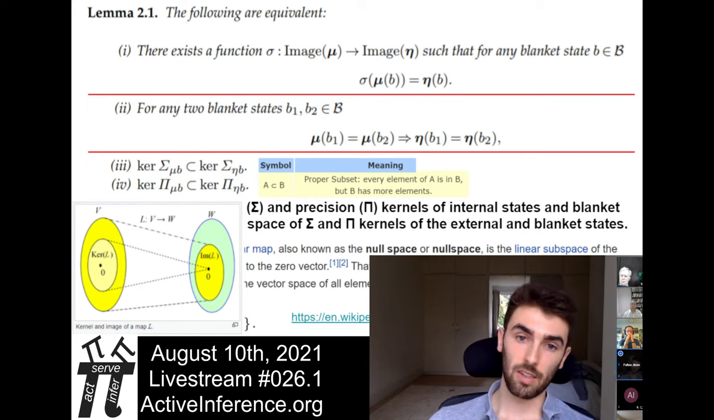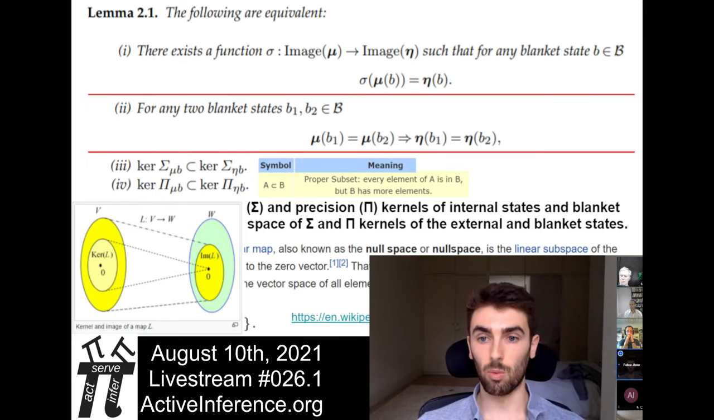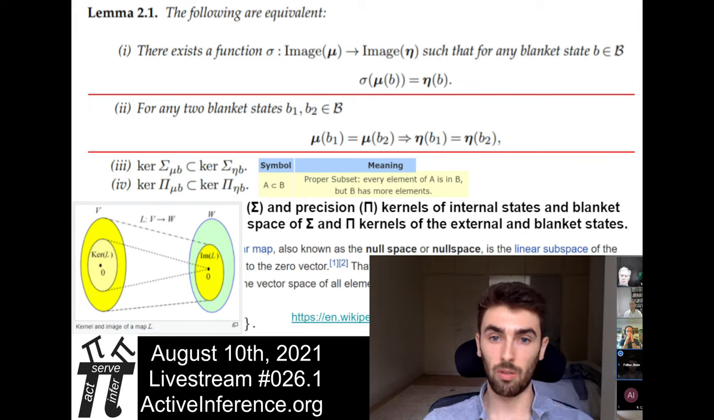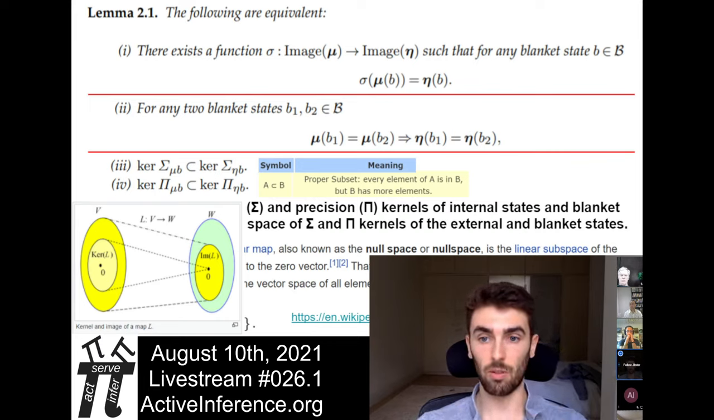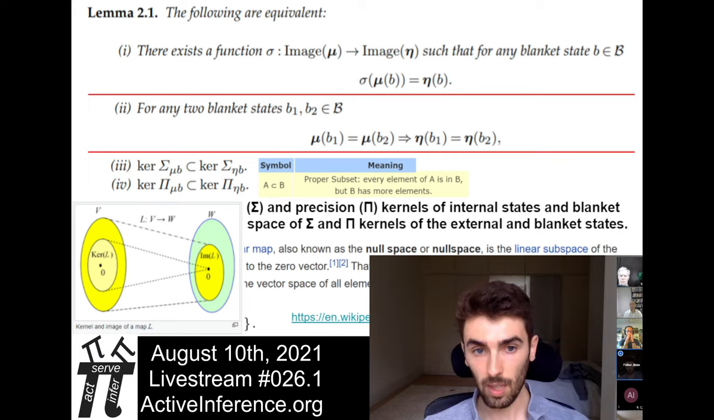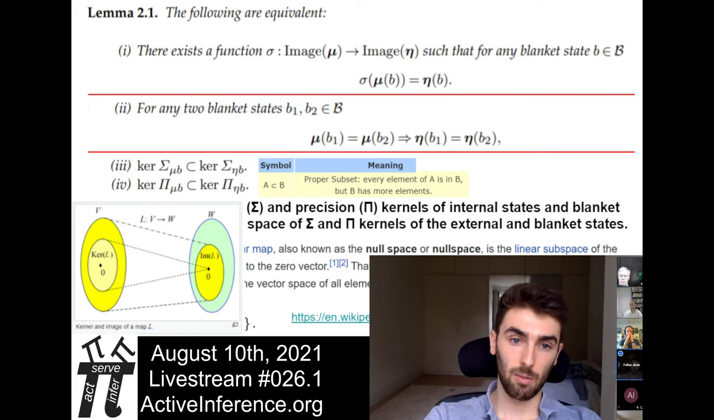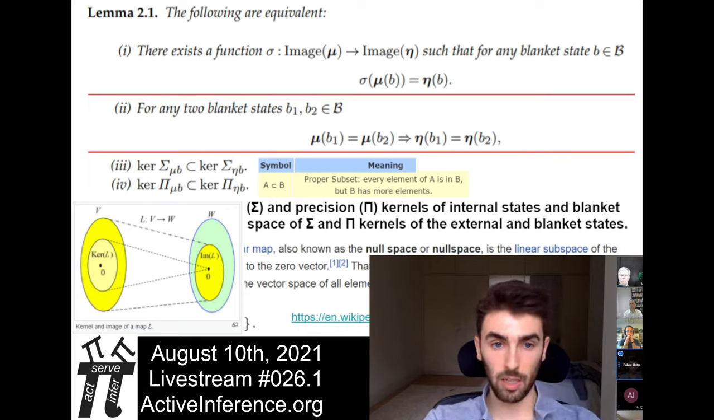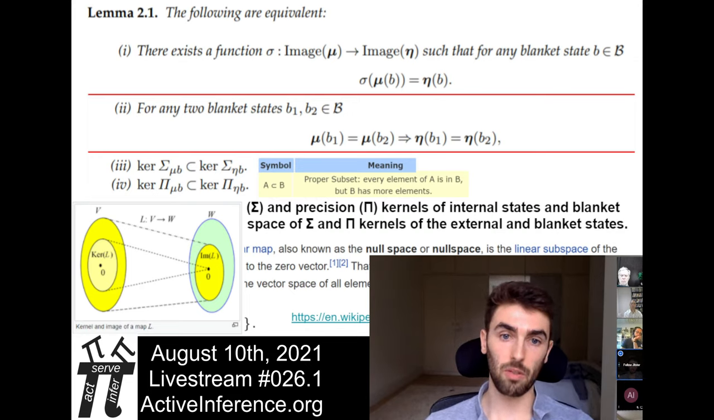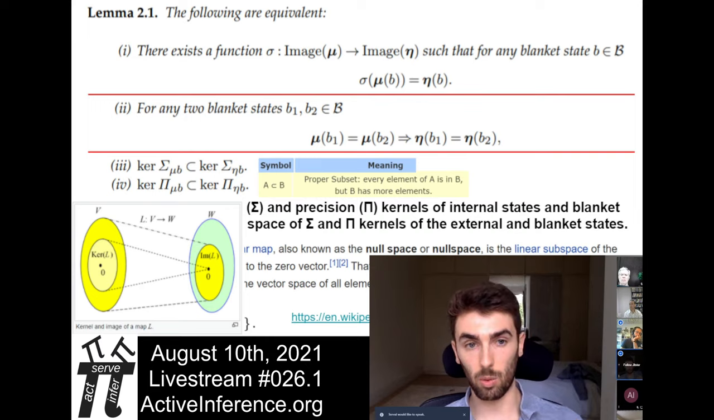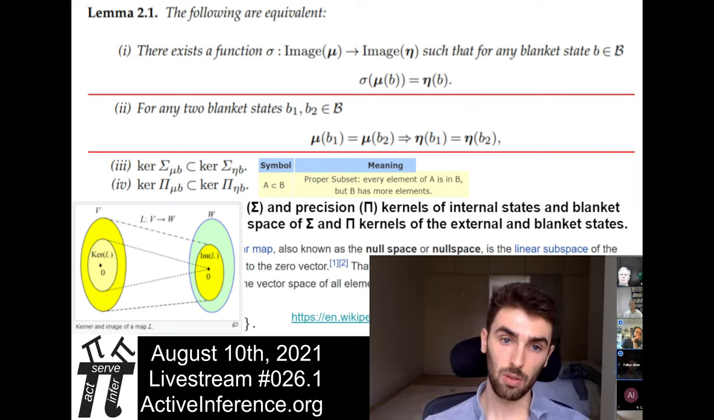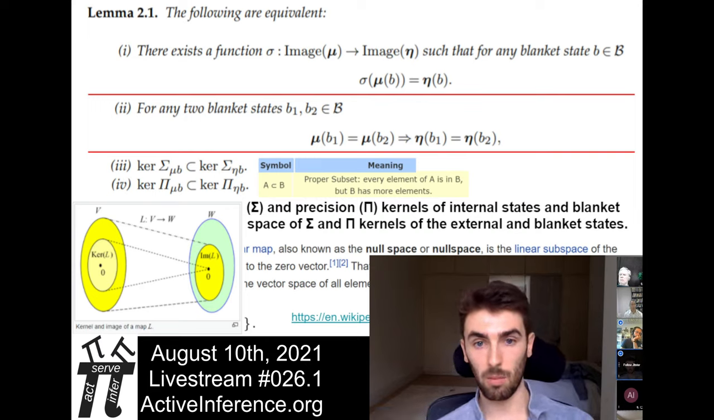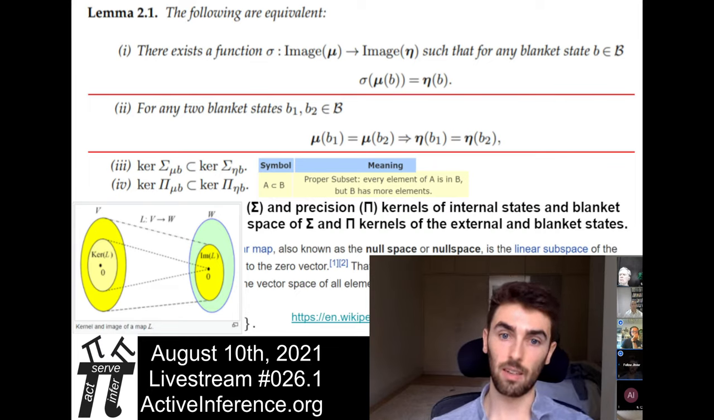And so what we're saying is that we actually don't want that to happen. We want our organism to be able to differentiate between different external states. And so this is condition 3 and condition 4. Each of them is equivalent to 1. And so it puts on a mathematical footing what it means to be able to differentiate between different states in the environment.